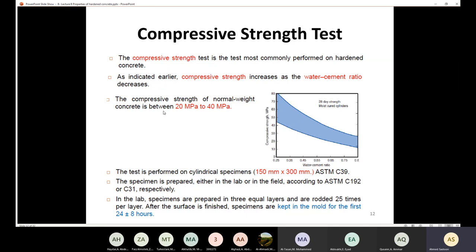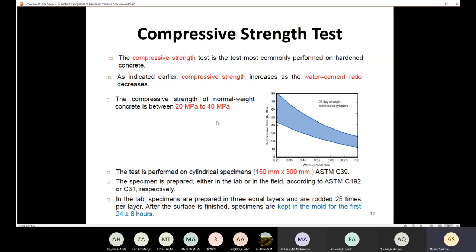We discussed this a lot. We know that the compressive strength test is the most commonly performed test on hardened concrete. The most important test for concrete is the compressive strength test. And as indicated earlier, the compressive strength increases as the water cement ratio decreases. So in this figure here, when the value of the water cement ratio increases, the strength is going to decrease accordingly.